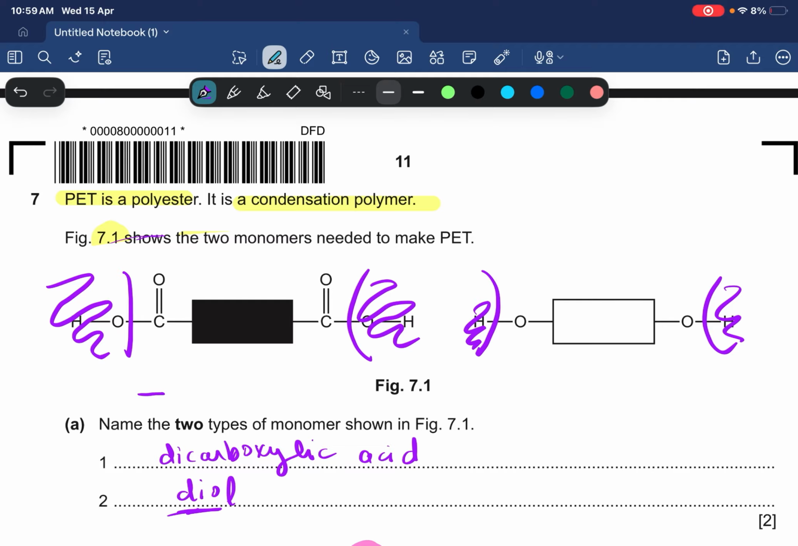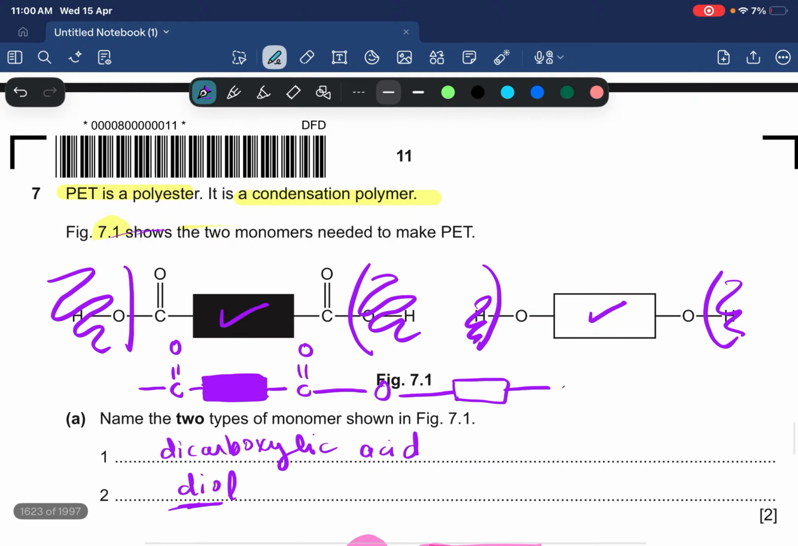Now I draw it without this stuff. This box is black, so I have to make it black. Don't make the mistake of leaving it uncolored, because black means different. This white means different. Then I have C double bond O. I don't have to make the OH. I join it to this O. I have to make the O. Then I make a white box. And then I just make an O over here. This is my 1 repeat unit.